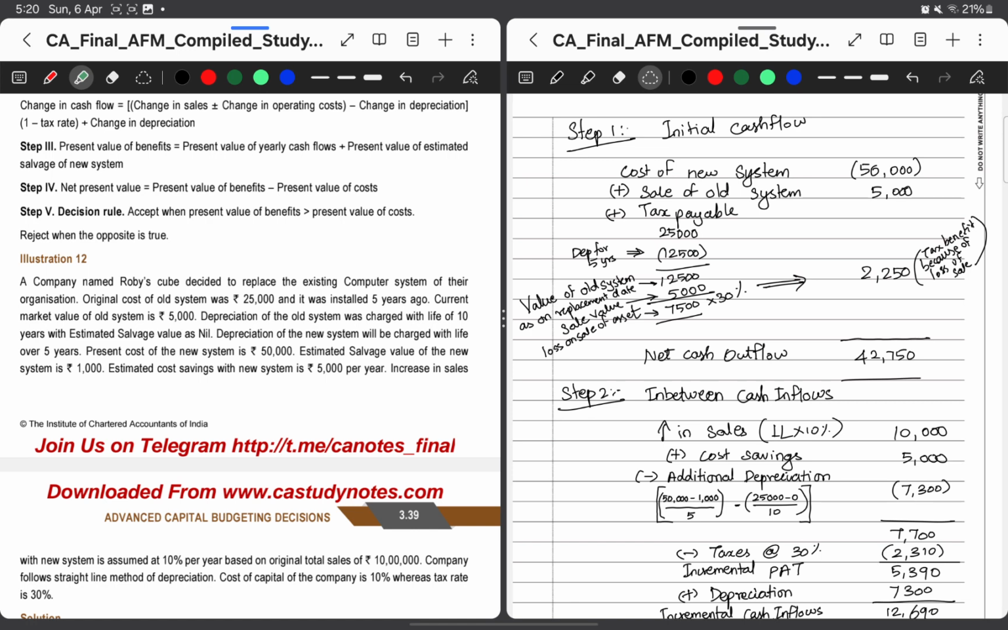Original cost is 25,000 and it was installed 5 years ago. Current market value of the old system is 5,000. Depreciation of the old system was charged with the life of 10 years with estimated salvage value as nil.